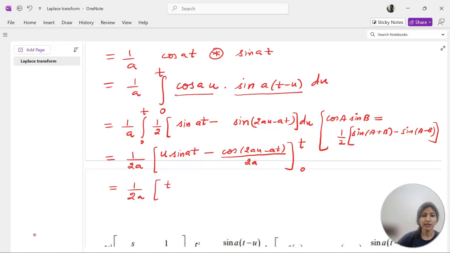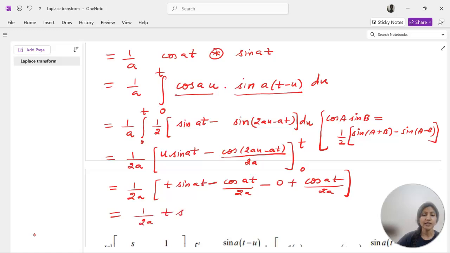At t we get t, so this limit is going in place of u: t sin at minus cos of 2at minus at, which is at, upon 2a. Minus minus plus, at 0 you will have cos of minus at, which is cos at, upon 2a. So you can see this term is getting cancelled out, and we finally get 1 by 2a into t sin at.